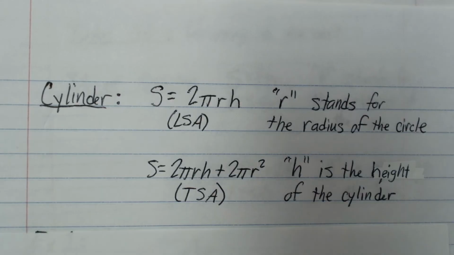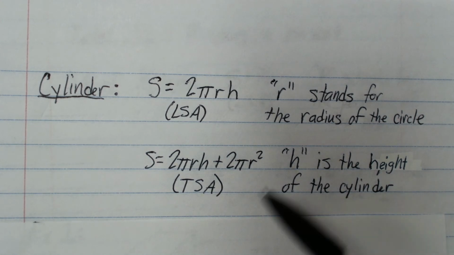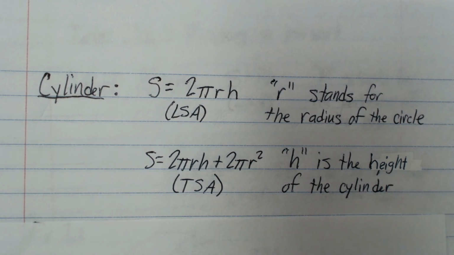And then you've got your two formulas for surface areas of cylinders. One's 2 pi RH, one's 2 pi RH plus 2 pi r squared. R is the radius of a circle. H is the height of the cylinder, or the height of the prism. It doesn't have to be the cylinder. H is in the other formula too. But H is how far apart your bases are.